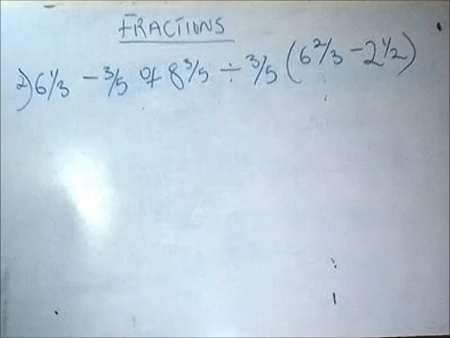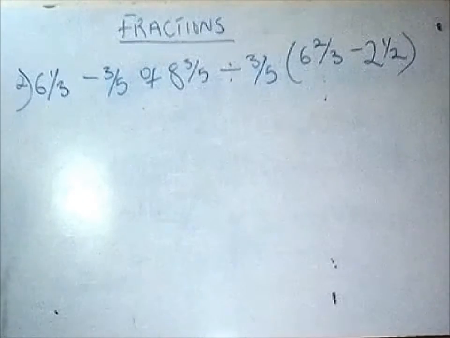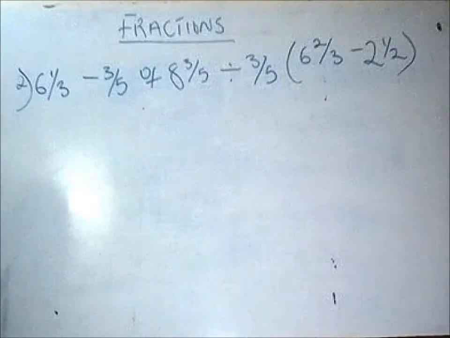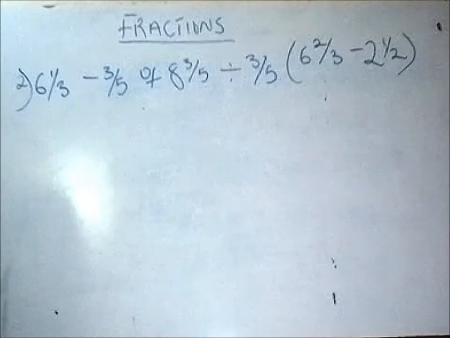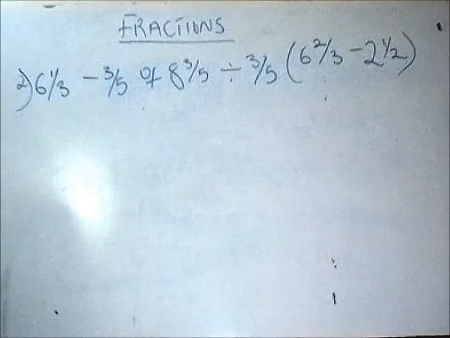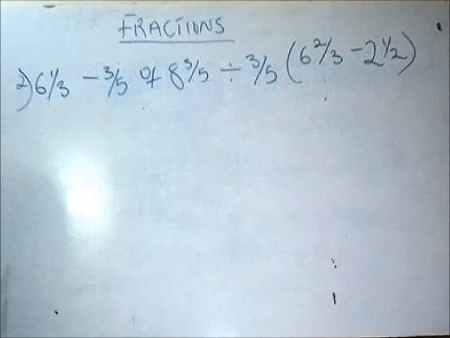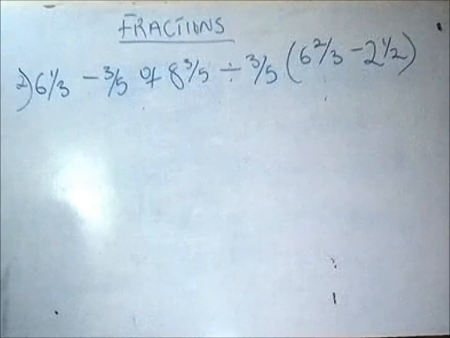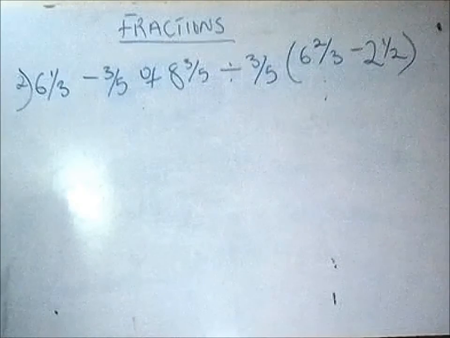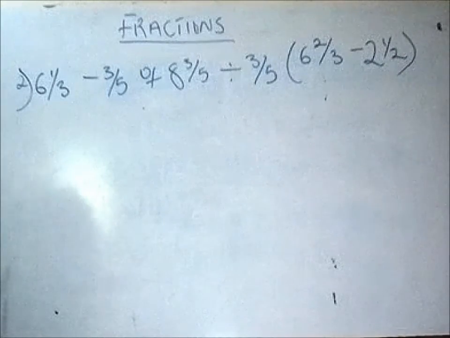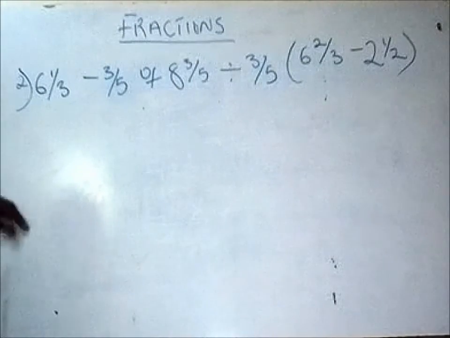Okay, so we're having 6 1/3 minus 3/5 of 8 3/5 divided by 3/5, or bracket 6 2/3 minus 2 1/2. So if you notice, this can be a little bit confusing, but the key is just to follow the principle of BODMAS. So we're going to start with the bracket, and there we have 6 2/3 minus 2 1/2. So we'll bring everything out.